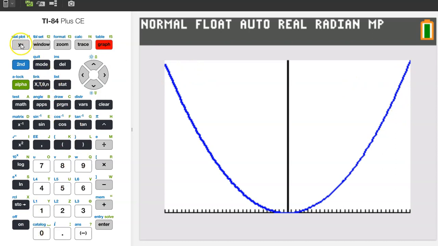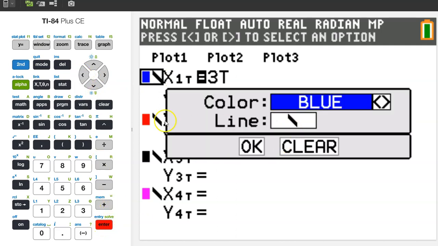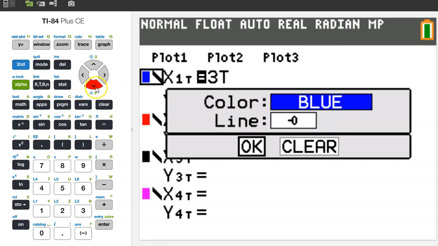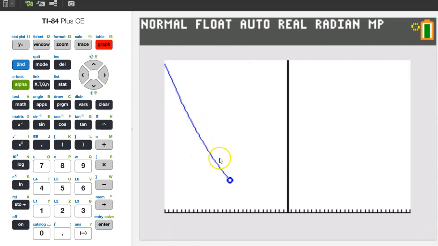For parametric equations, I like to make one other adjustment. If you go back to the Y equals area, let's change this line right here. So use your left arrow, go over here, hit enter, and I want to change the line mechanism to this one. So go ahead and go down and hit OK. Let's hit graph again and notice the directionality. Alright, with that option you can really see the flow of the graph from left to right.